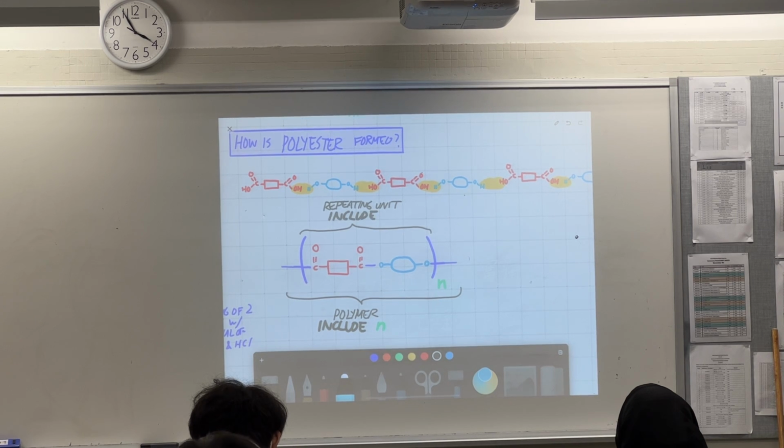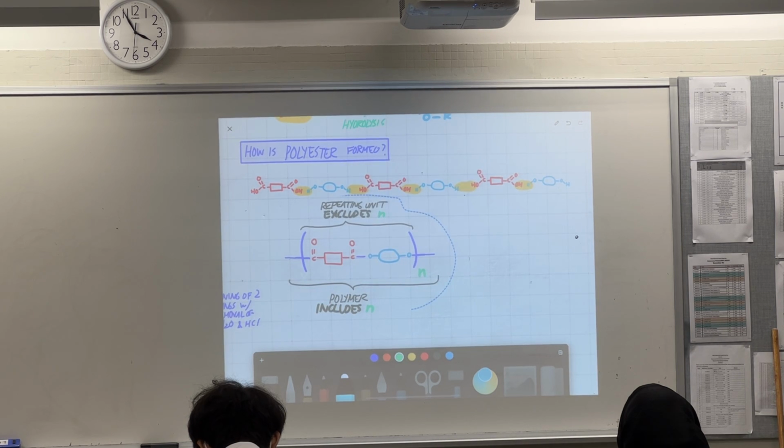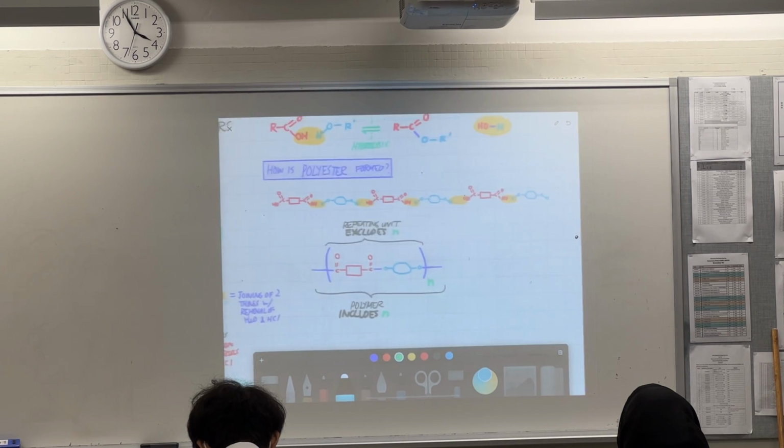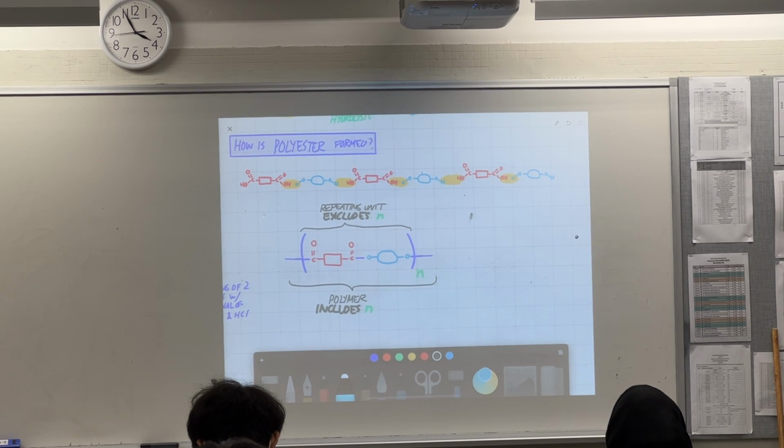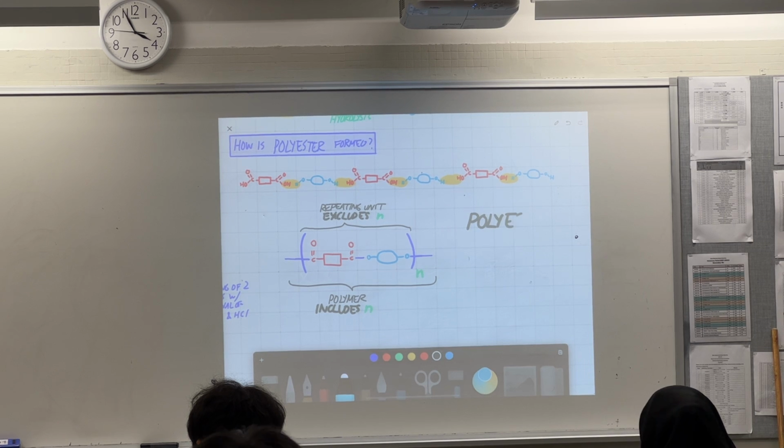Okay, one has an N, one does not. That's it. So this excludes the N. That's the difference between them. And what do we call this? We call this a polyester. Why? Do you see the ester group just one time or multiple times? Multiple times. That's what the word poly means. So right now, why is this called polyester?